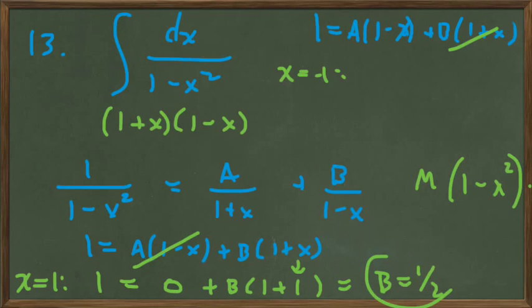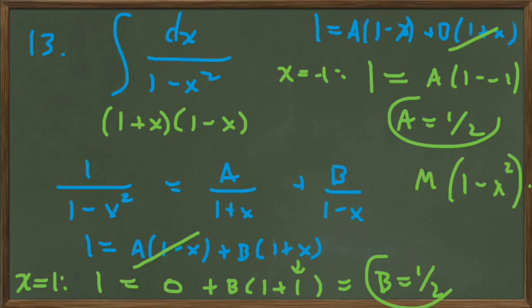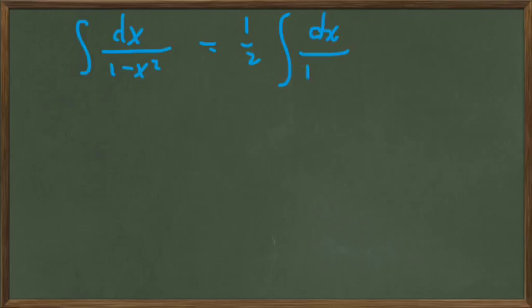That zeroes out this factor and gives us the left side is still 1. A times 1 minus 1, 2a equals 1, or a equals 1 half. And so we know this is 1 half and this is 1 half, and so our original integral dx over 1 minus x squared can be rewritten as 1 half dx over 1 minus x plus 1 half dx over 1 plus x.